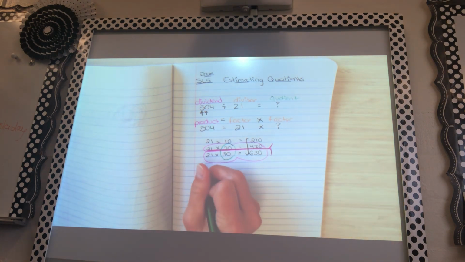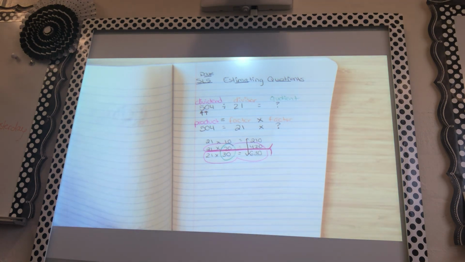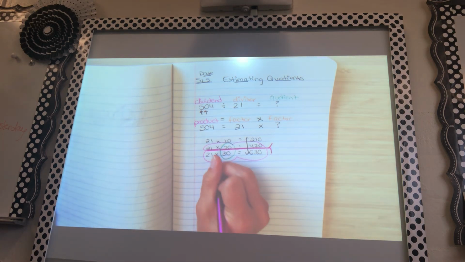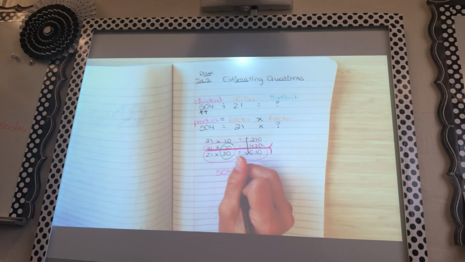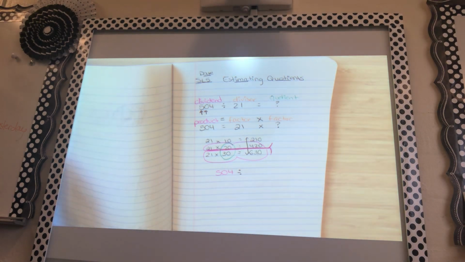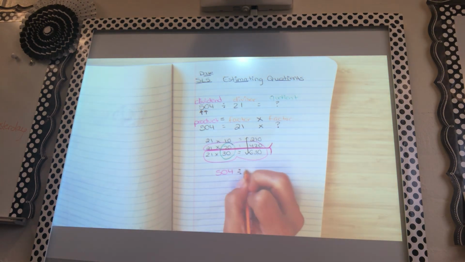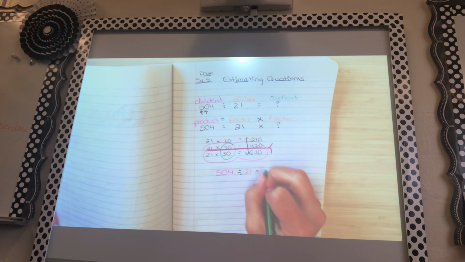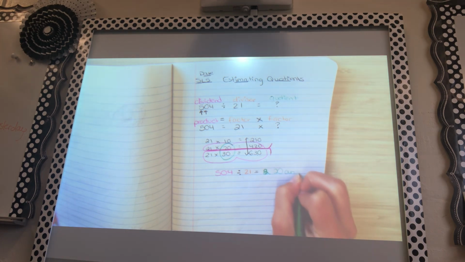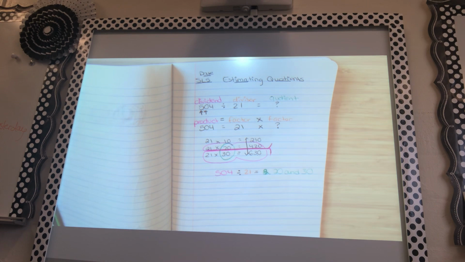So my estimate of 504 divided by 21 is going to equal a quotient that will fall between 20 and 30. And that's all you have to do for estimating quotients.